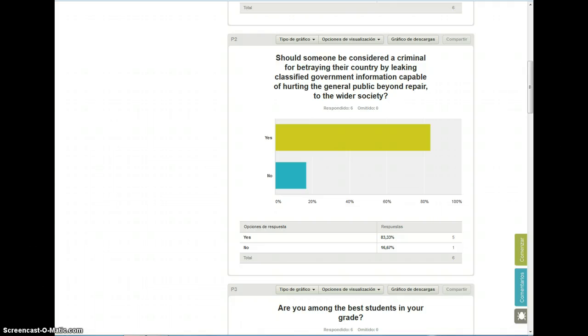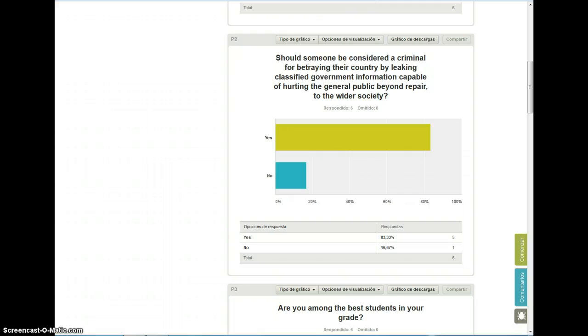This time, we got what we wanted, as 5 students, or 83.3% of the people surveyed, replied yes, and only 1 student, or 16.67% of those surveyed, replied no. In this question, we picked a highly controversial topic and manipulated our students through language by making the assumption that governments spy on the general population, and that someone who divulges this is, in fact, an abominable criminal.